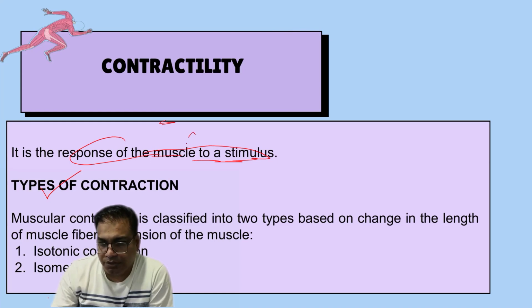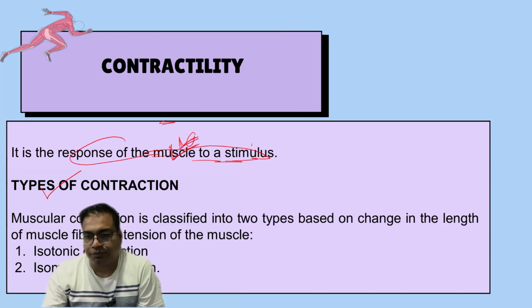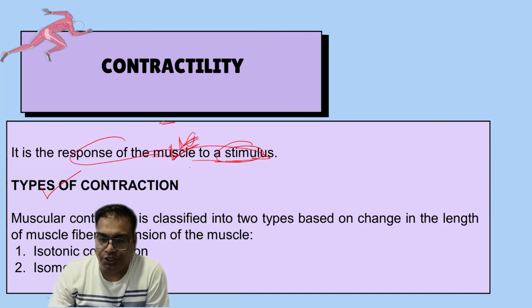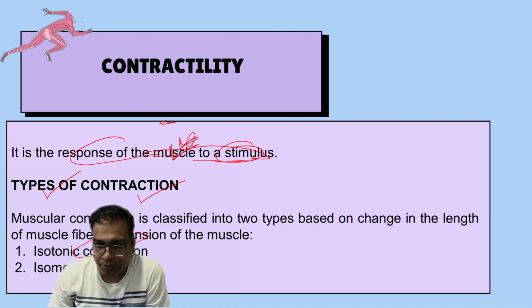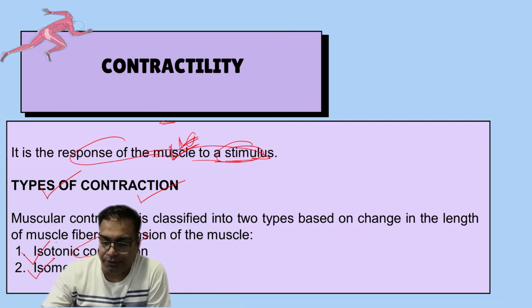This stimulus could be any external act, and the muscle shows a response, and this response is called contractility. Now come to the various types of contraction. In case of skeletal muscles, we broadly divide into two: isotonic contraction and isometric contraction.